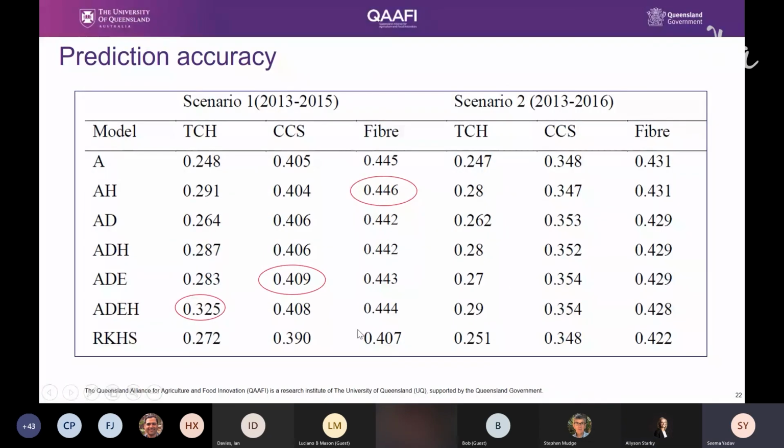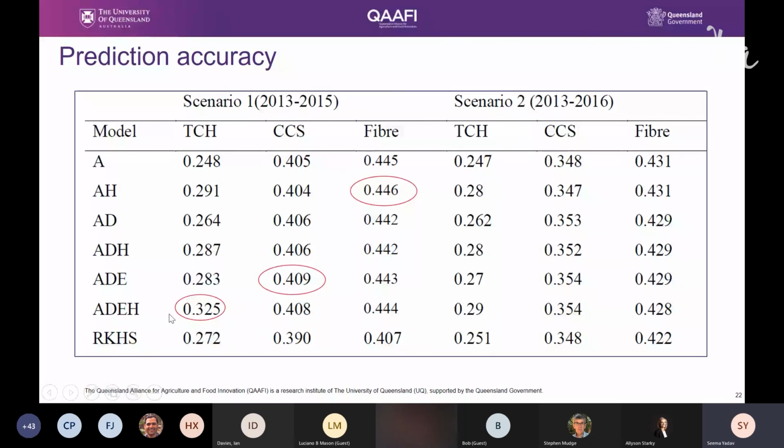Great, thank you. So for the prediction accuracy, whatever the scenario we were talking about here, the cane yield, when we extend our additive model to the final model where we include the non-additive and heterozygosity effect, our prediction accuracy significantly improves in the TCH. We can say that because the cane yield is highly affected by non-additive genetic effects, including the non-additive effect in our model significantly improves our prediction accuracy.